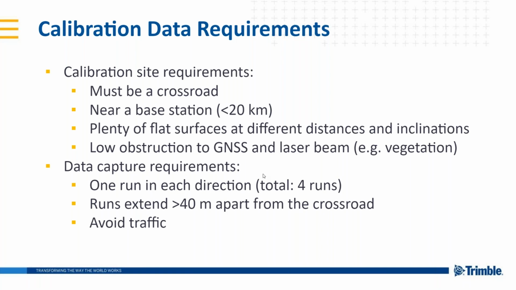As for data capture requirements, we need 4 runs, so one run in each direction of the crossing. The runs must ideally extend more than 40 meters apart from the crossroad. And of course it's a good idea to avoid crossroads which have a high amount of traffic, or times of the day with high traffic, because any passing cars will be visible in the point cloud, and this might interfere with the calibration.